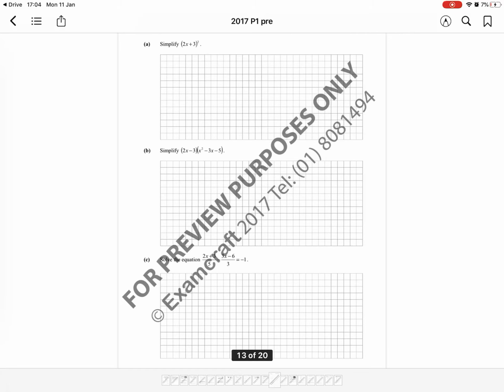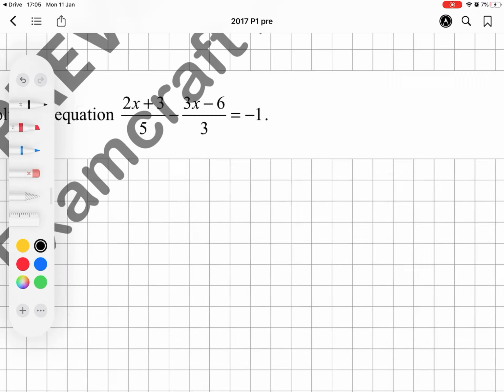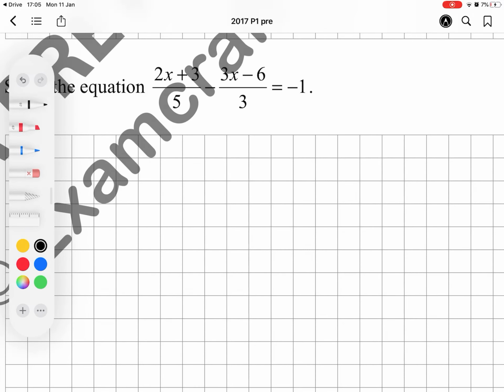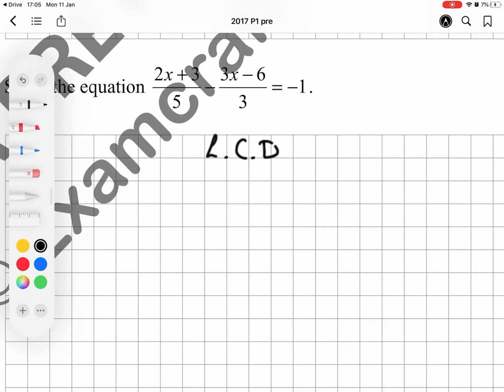Question 9, part C is what I was asked to look at here. With this one, you're going to get your lowest common denominator of whatever my denominators are. In this case, if you look at your denominators, you have 5, you have 3, and you have 1, because minus 1 is the same as minus 1 over 1. So the lowest common denominator of 5, 3, and 1 would be 15.